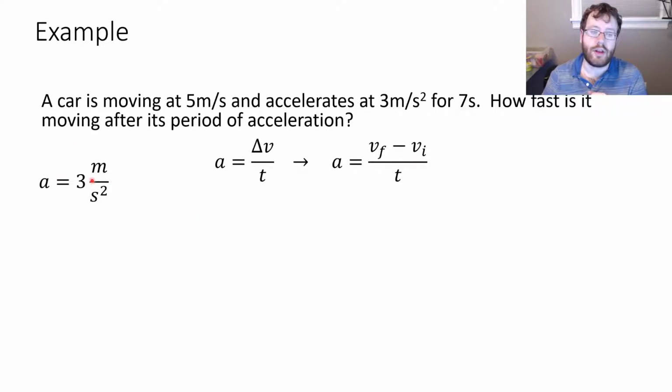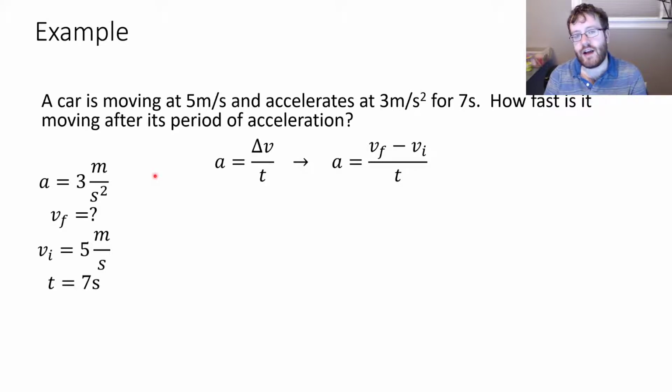I call this the shopping list. So the shopping list includes our acceleration, which is 3 meters per second squared. Our final velocity, which is what we're looking for, as I like to put it down with a question mark to remind me that's what I'm looking for. My initial velocity of 5 meters per second, and my time of 7 seconds.